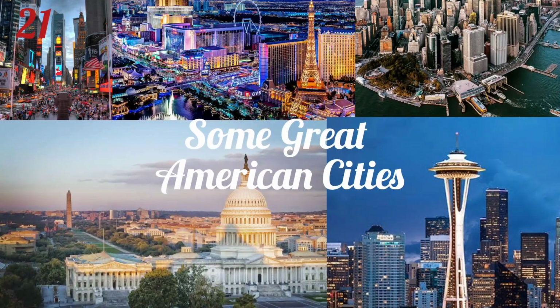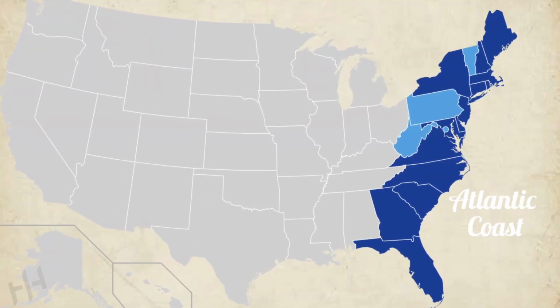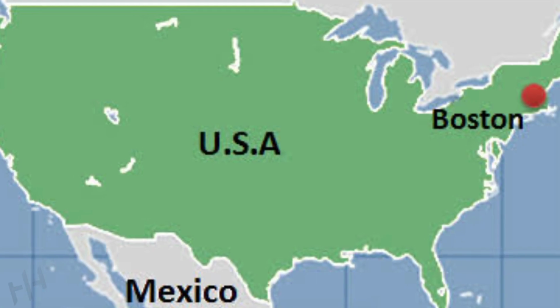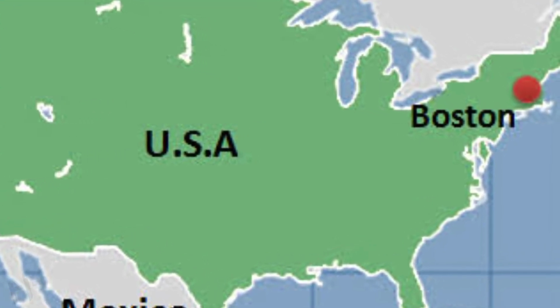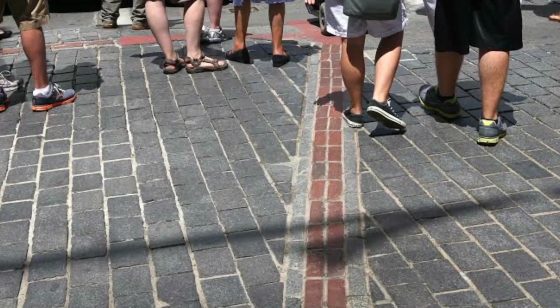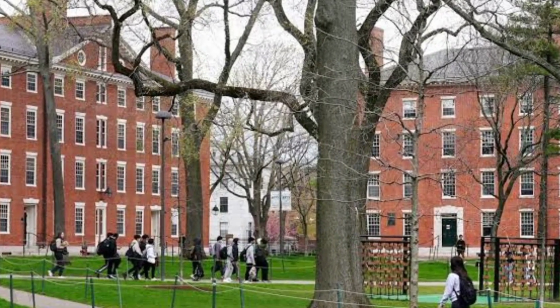Some great American cities. The Atlantic coast is home to some of the biggest cities in America. One of the oldest cities in the United States is Boston, located in the Northeast, where the War for Independence first took place in the 17th century. You can visit the location where the tea was thrown into the sea and walk the Freedom Trail nearby. The oldest institution in the USA, Harvard, which opened its doors in 1636, is located just a few kilometers away in the city of Cambridge.